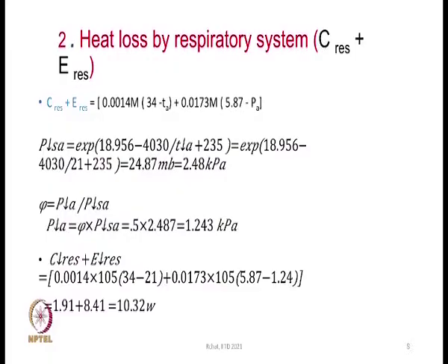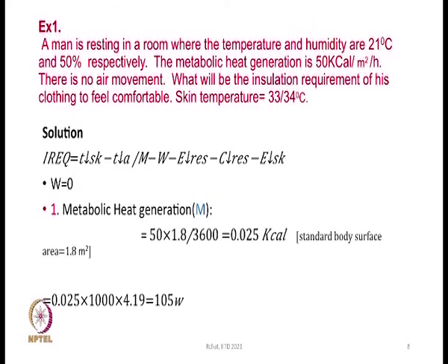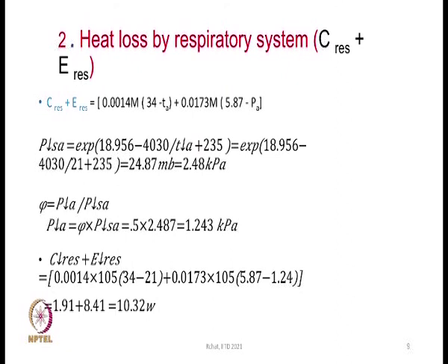The next is we need to know, if we go to the previous equation, we have found the value of M. Now, we need to know ERS, CRS and ESK. So, we are trying to find ERS and CRS, these two together now.